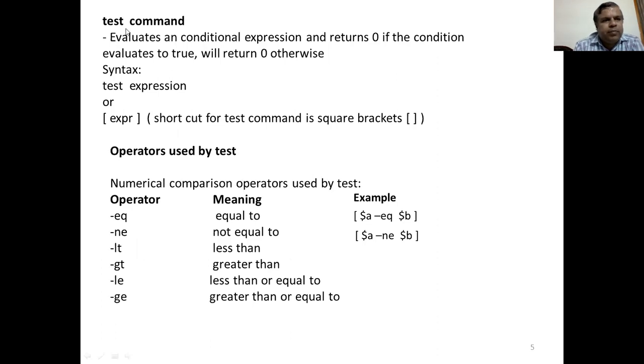Then another command, the test command, which is more commonly used in shell scripts. The test command evaluates a conditional expression and returns 0 if the condition evaluates to true, and returns 1 otherwise. So this is not 0, it is 1. The test command evaluates an expression and returns true or false.